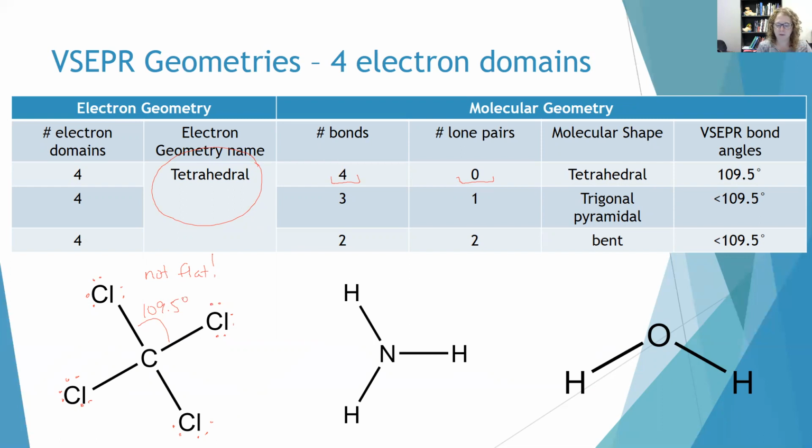Our next shape is when I have 3 bonds and 1 lone pair, right? Still adds up to 4 electron domains. All 4 of those domains, the bonds and the lone pair, are in a tetrahedron, but one of those domains is not an atom. So we call that name trigonal pyramidal. So remember in the previous one we had trigonal planar. It's a flat triangle. Trigonal pyramidal is those atoms are arranged in a pyramid shape.